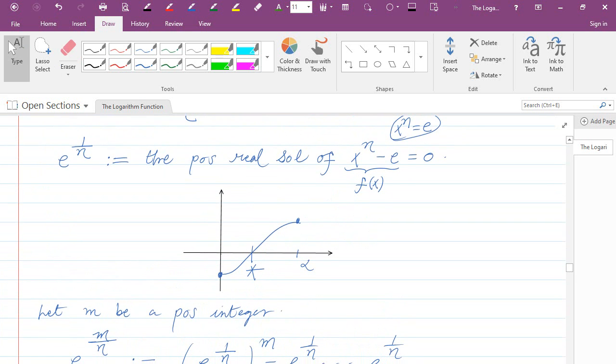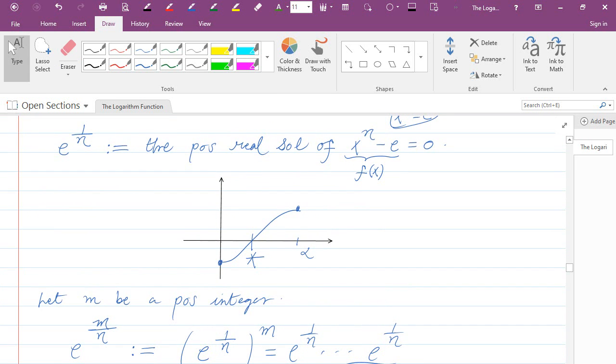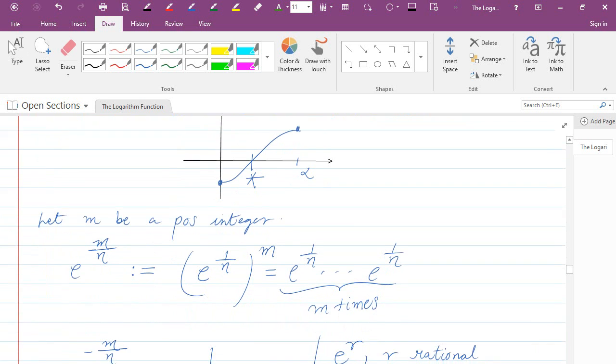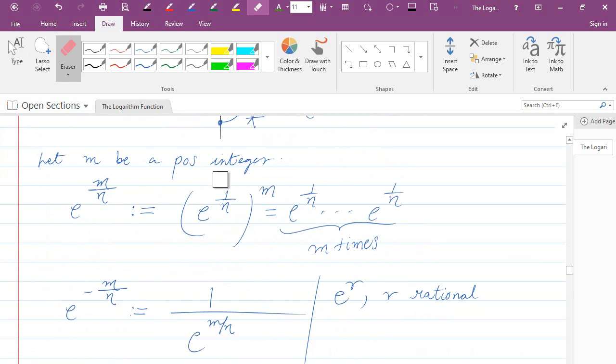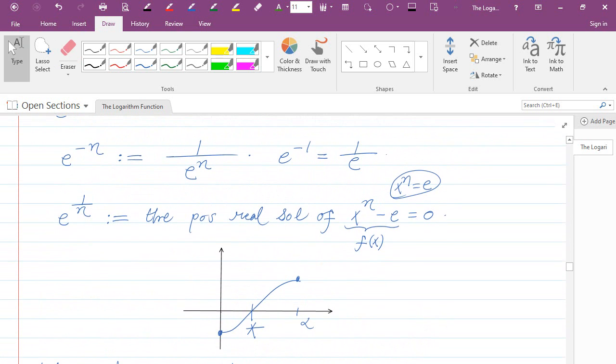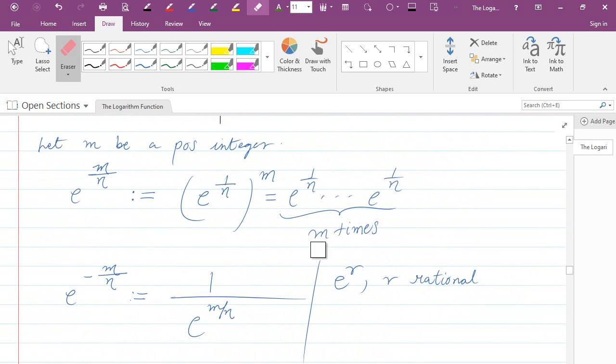Okay, so now that we understand what it means to raise e to a rational number of the form 1 over n, let's see what it means to raise e to a positive rational number. So let's say m is also a positive integer. Then e to the power m over n simply means e to the power 1 over n, to the power m. So that is, we multiply m factors of e to the 1 over n, and we already know what it means. Another way to say it is that e to the 1 over n is the nth root of e. So we are multiplying the nth root of e, m times.